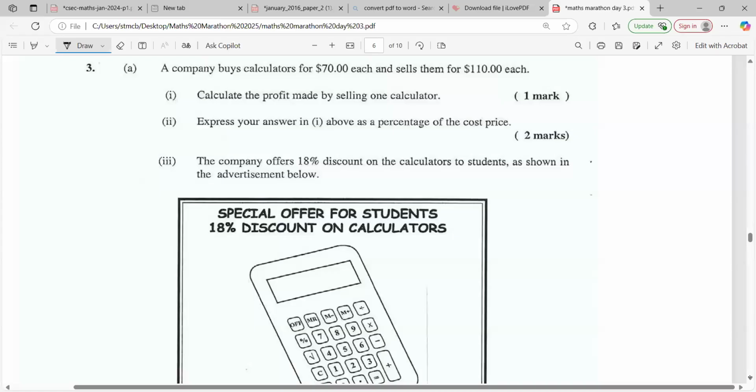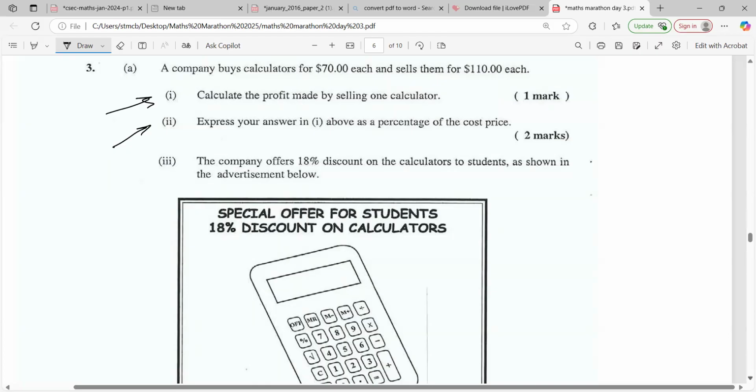Calculator. So you say a company buys calculators for $70 each and sells them for $110 each. Calculate the profit made by selling one calculator. And then two, express your answer above as a percentage of the cost price. I don't know why students don't like this, but these come in the multiple choice as well, guys. So we have to zoom in on it, right? The company offers 18% discount on calculators to students as shown in the advertisement. Special offer for students, 18% discount on calculator.